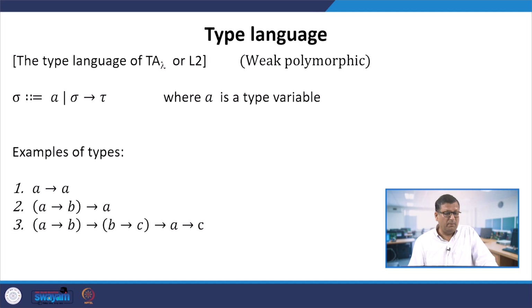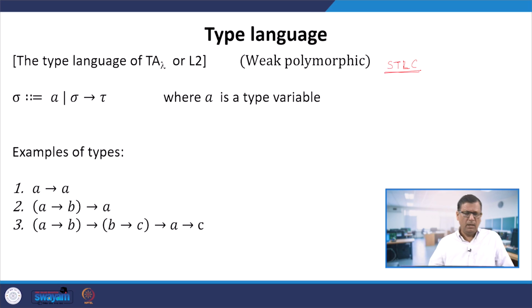So here the syntax is that A is a type variable, and any type variable is a type, and if sigma and tau are types, then sigma arrow tau is also a type. It is that simple, and that is called simply typed lambda calculus. This is what we mean when we say lambda terms together with the language of types coming from this grammar, and that is what TL lambda is all about.